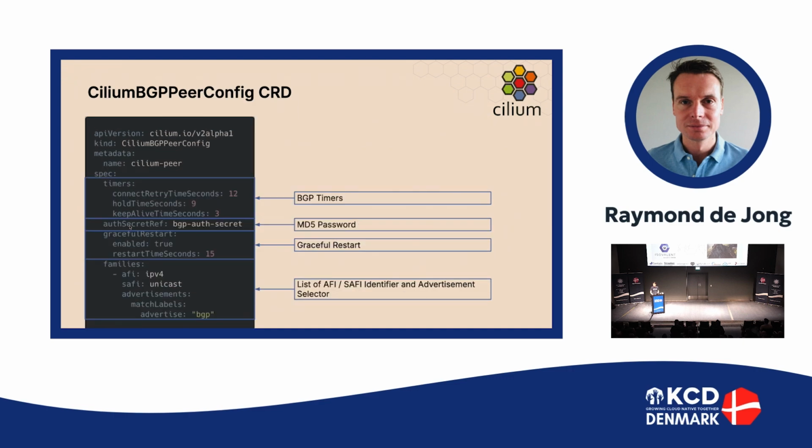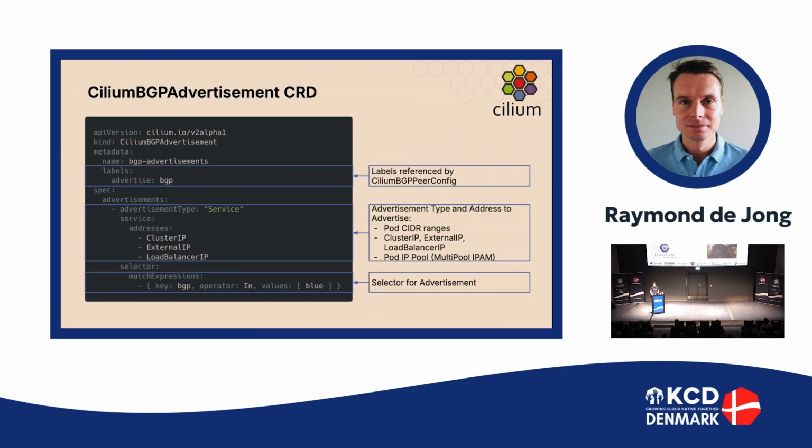For example, the timers, the secret you may want to use for MD5 security, graceful restart settings, and address families. And again, you reference another resource, which is actually the next CRD, which will specify what you want to advertise. The final one is the Cilium BGP advertisement CRD. This will allow you to specify what type of advertisements you want to share with BGP, what address types you want to advertise, and also you can use selectors, using either specific selectors or expressions, to select specific services you want to advertise using BGP. And I will show this in action in the demo.